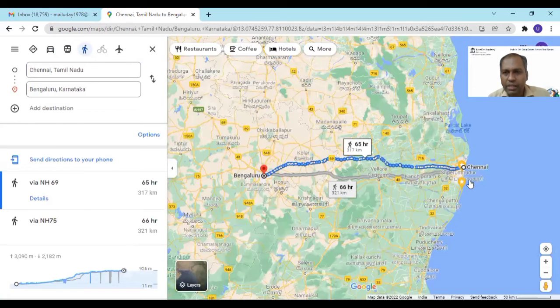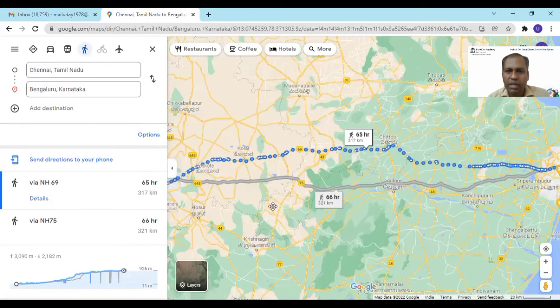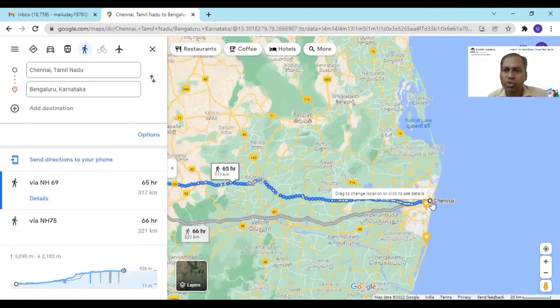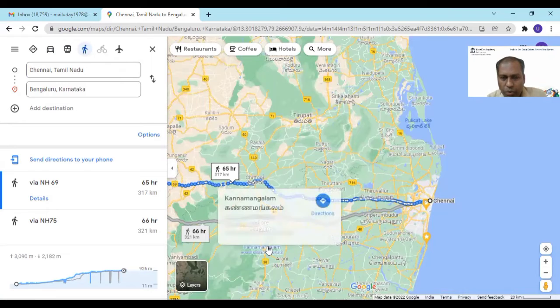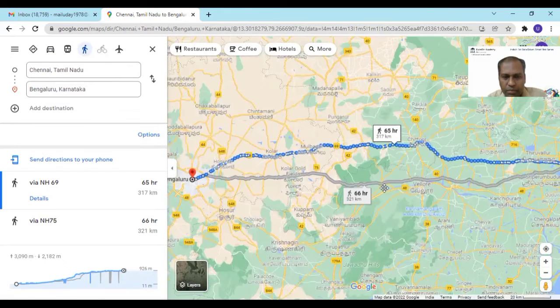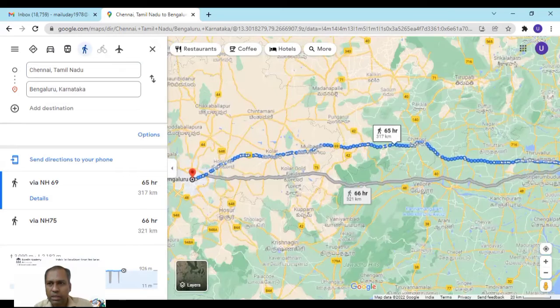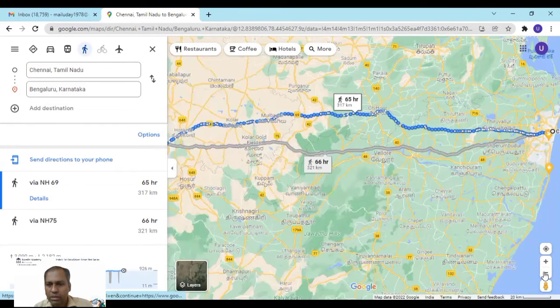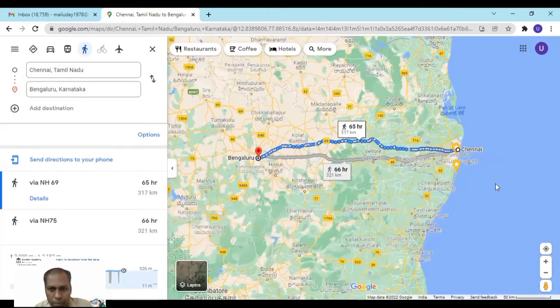Now the interesting thing is, let me zoom in a little bit, because Tamil Nadu is considered the south of South India. Therefore, by definition, we may think Chennai has to be closer to the equator. So Chennai is here, and if you look at this, I think this is not giving us a clear picture. Let me do one thing.